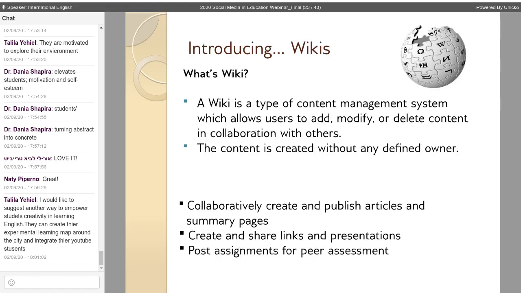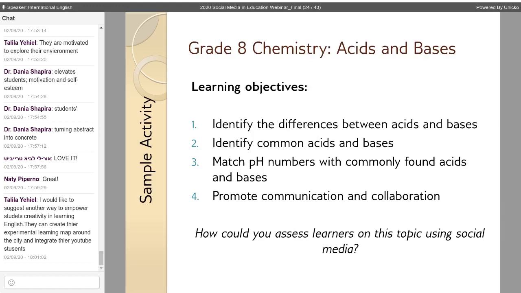Next, ladies and gentlemen, wikis. Using wikis in the classroom, how to effectively integrate wikis into your curriculum, into your classroom. So let's look at the following example of how middle school chemistry teachers use wikis to review the topic of acids and bases.